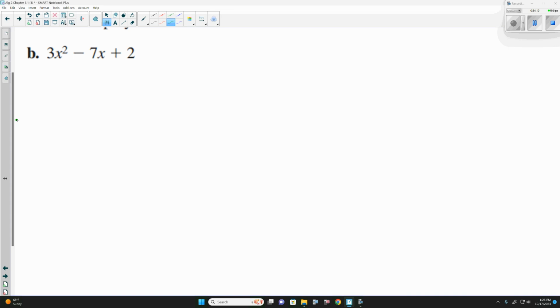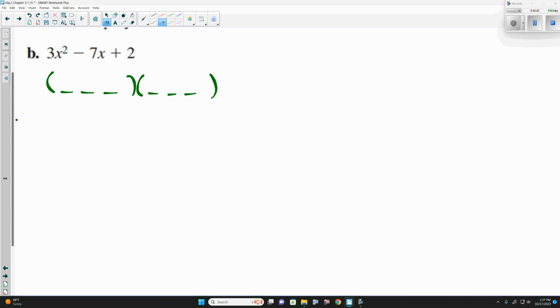Now the next one we're looking at is this one here, 3x squared minus 7x plus 2. Is there a greatest common factor? No, there's not a number that will go into all three, and also 3, 7, and 2 are all prime. So we can move on to the second step, our 2 sets of parentheses with 3 spaces. Any questions on this so far?